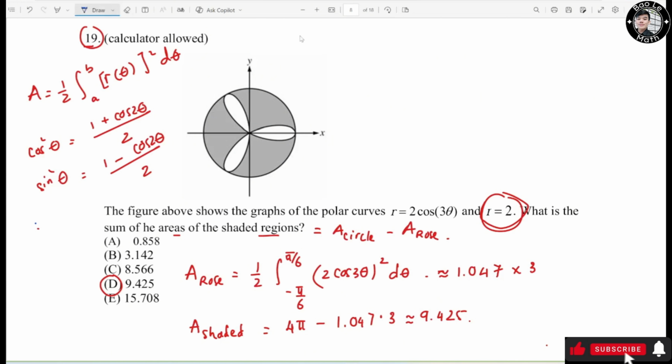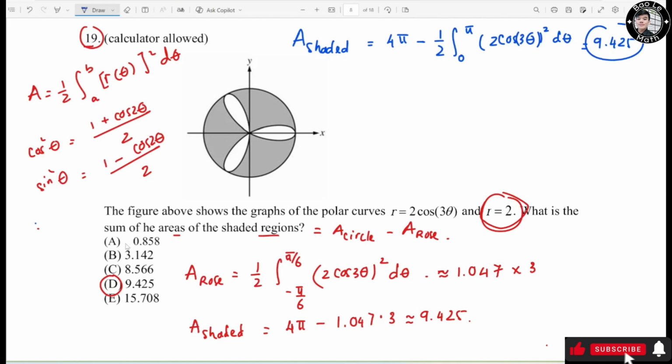So the area of the shaded region equals the area of the circle, which is 4 pi, subtract the area of the rose right here. It's going to be 1/2 the integral from 0 to pi of (2 cosine 3 theta) squared d theta. We don't need to multiply by 3 because you already calculated the whole thing. So the answer is still 9.425. You can check with the calculator.